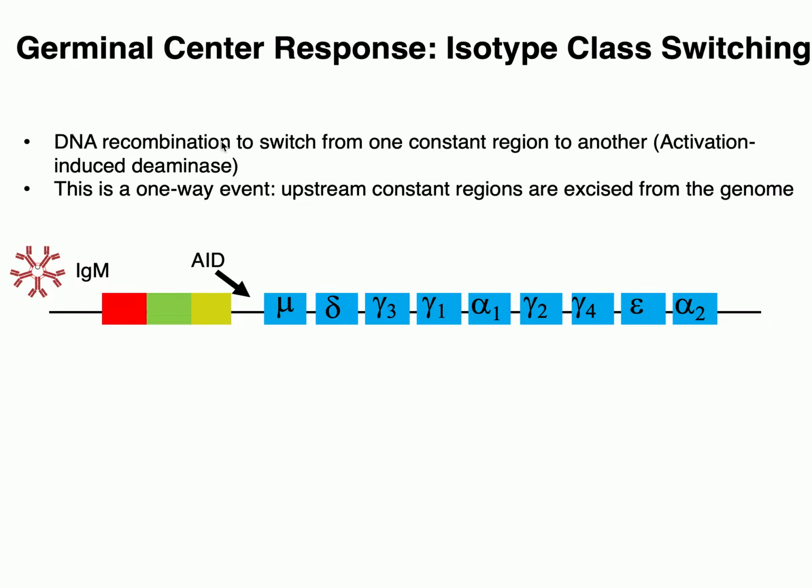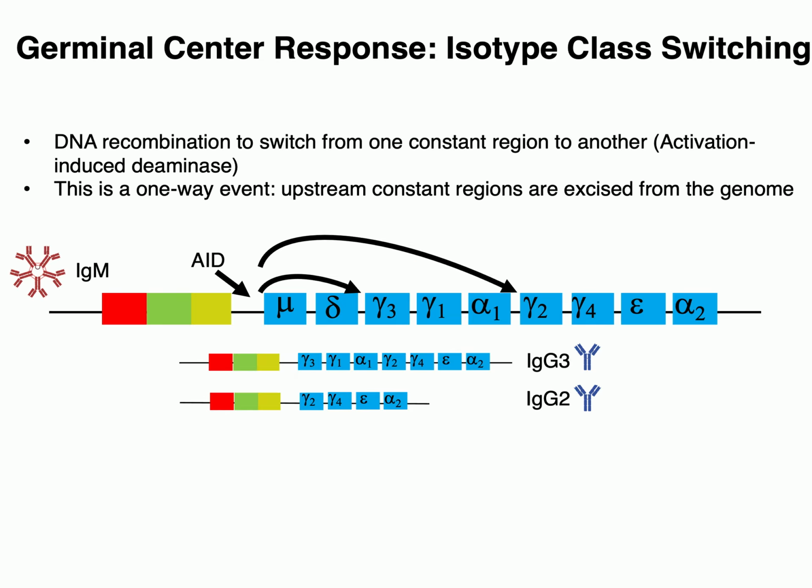This is a DNA recombination event that allows an antigen receptor to switch from one constant region to another. This leads to excision of any intervening DNA. So, for example, a B cell that is making IgM can undergo a recombination event that allows it to now make a version of IgG called IgG3. Or it can recombine to make a version of IgG called IgG2 or IgA.